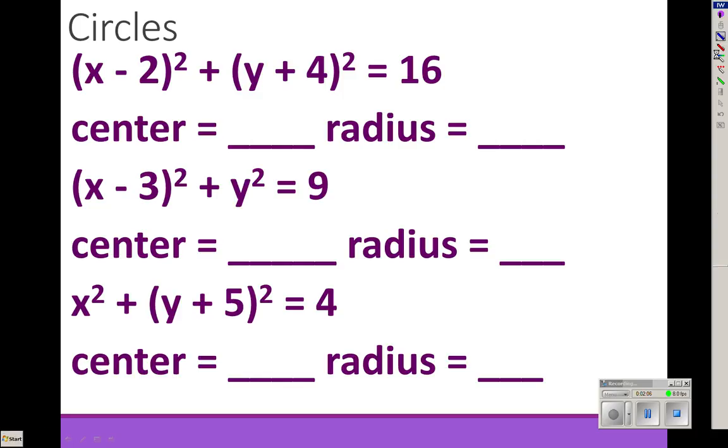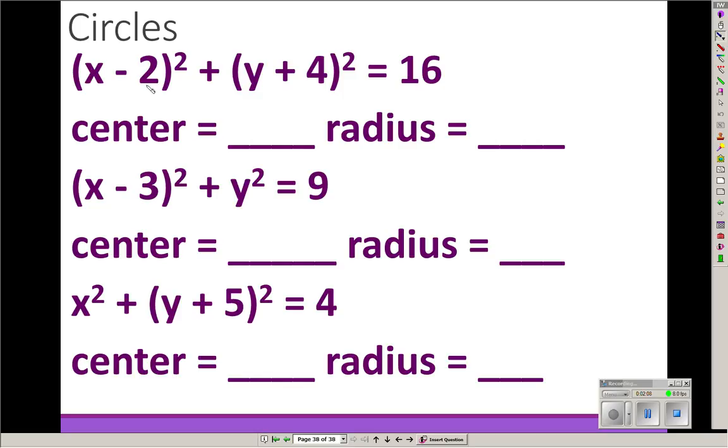Here's some more. (x minus 2) squared plus (y plus 4) squared equals 16. The center will be the opposite of negative 2, which is 2, the opposite of 4, which is negative 4, and the radius will be the square root of 16, which is 4.